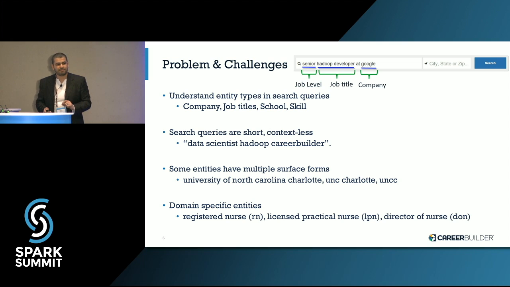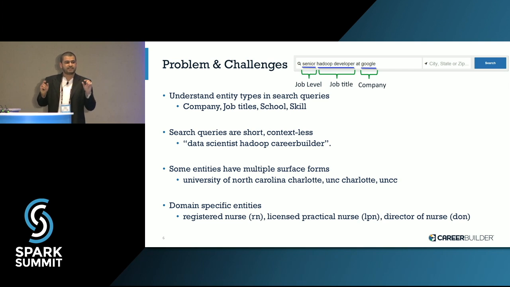So if someone submits a query to my system, like the one at the top, saying senior Hadoop developer at Google, then the entity type recognition system should understand that senior is actually an entity and it refers to job level. Hadoop developer refers to job title. Google refers to a company.